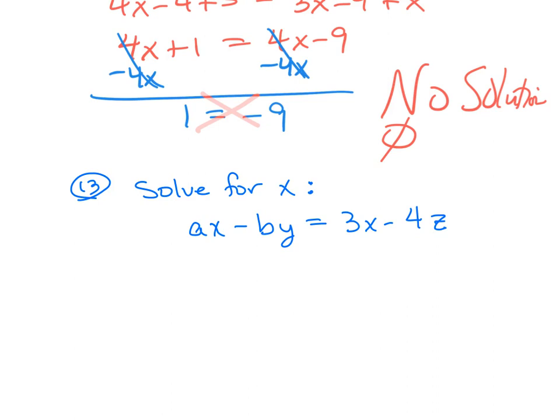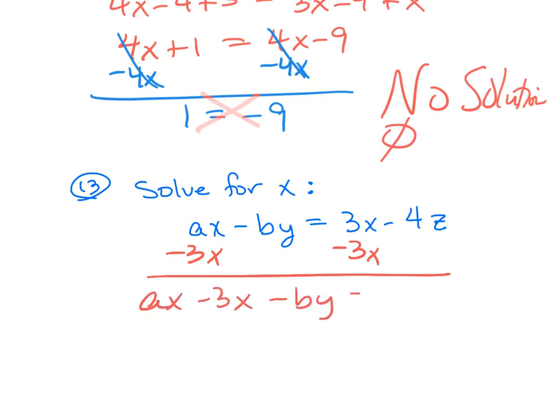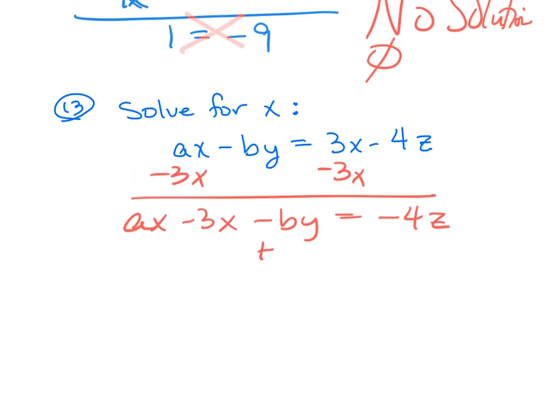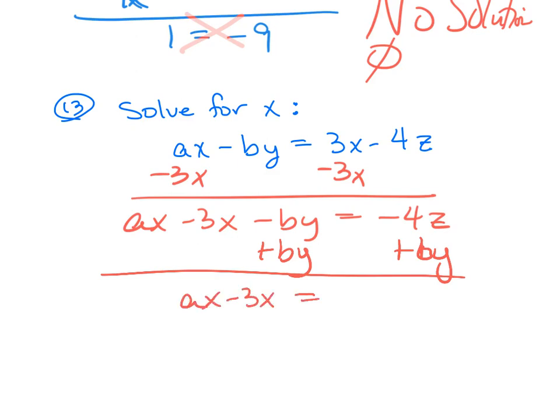The next one is solving for a particular variable. Now we're not trying to get a number here, we're just rearranging and isolating the x. So the first thing I'm going to do is get my x's together. So I'm going to subtract 3x. I get ax minus 3x minus by equals negative 4z. I'm now going to add the by. And then now I'm going to get ax minus 3x equals by minus 4z.